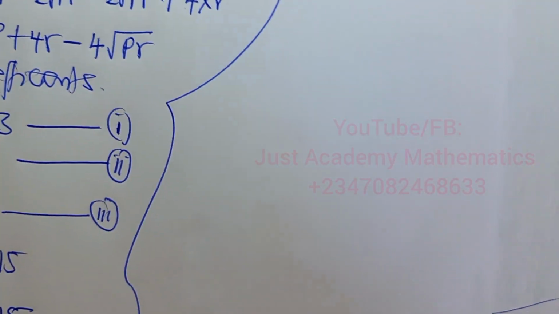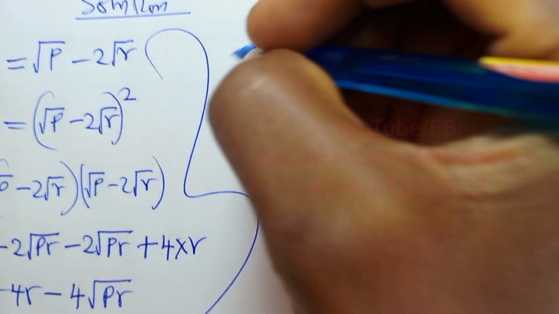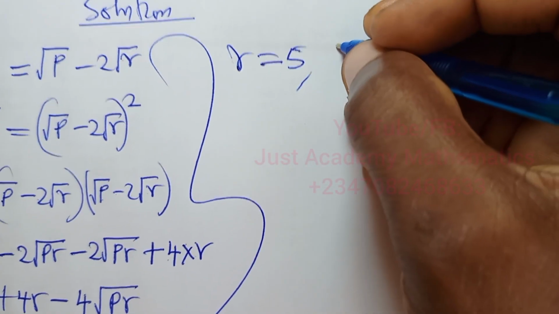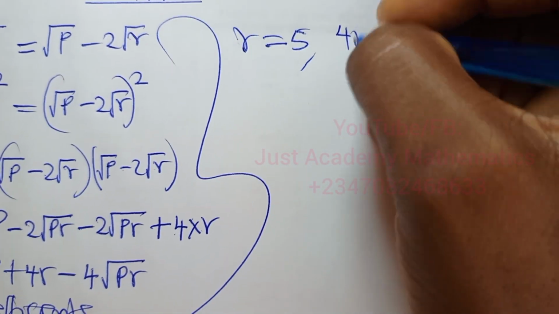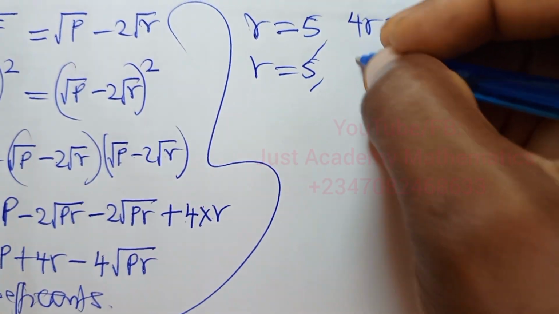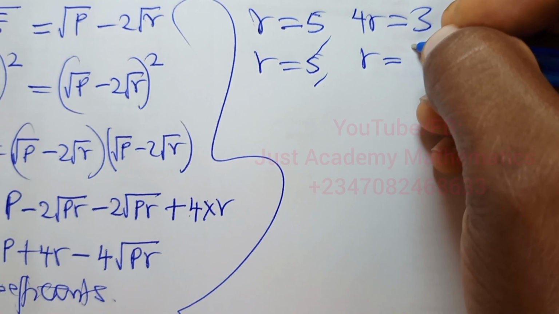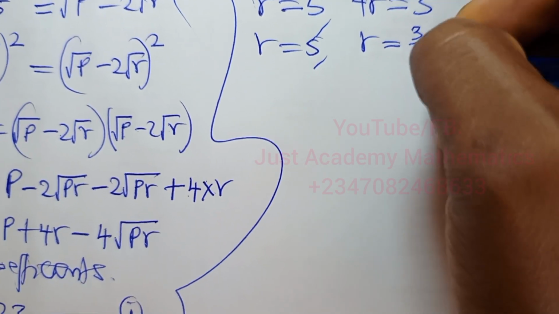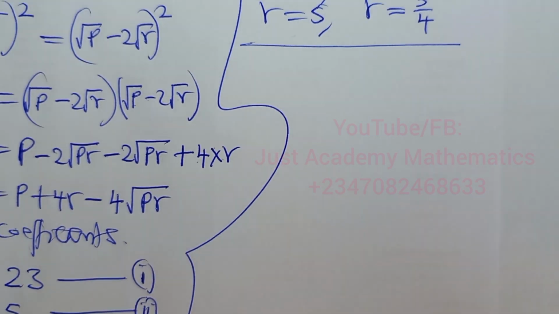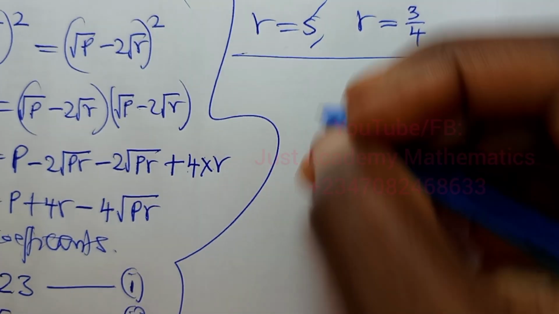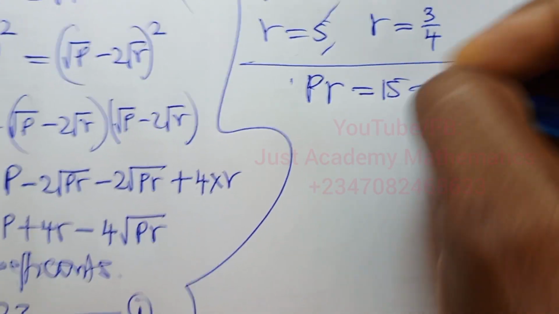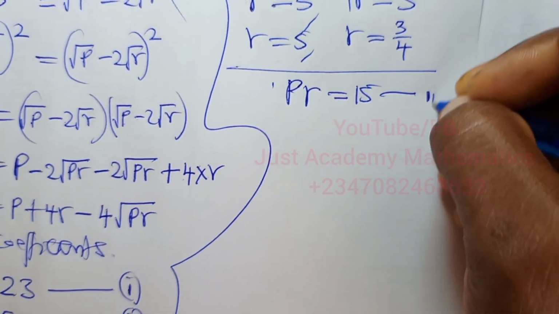So we are therefore saying that R is equal to 5 and 4R is equal to 3. So when R is 5, R is also equal to 3 over 4. So these are the two values of R. If R has two values, P must also have two values. Remember that PR is equal to 15 from equation 2.